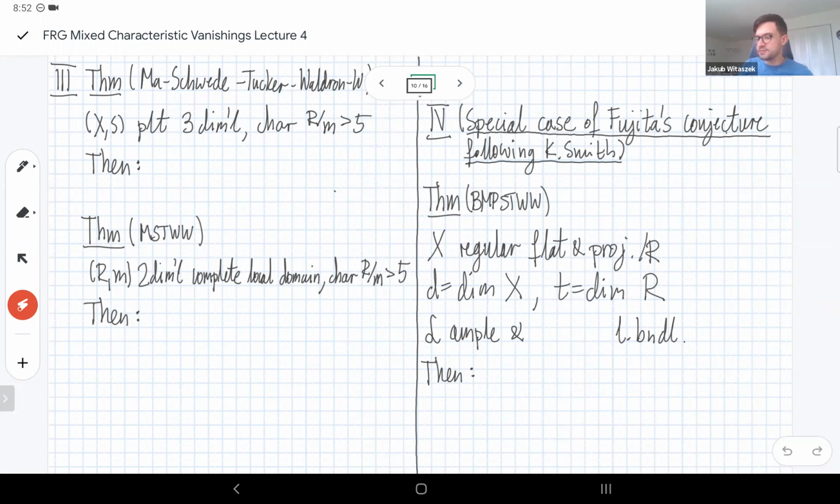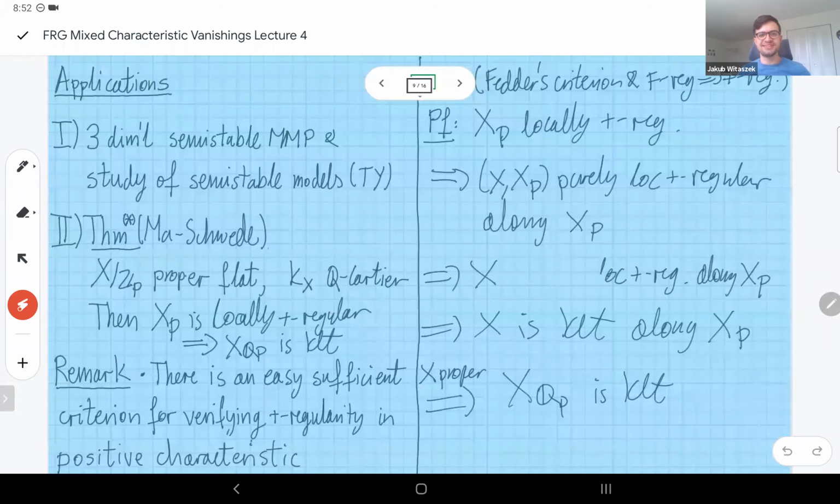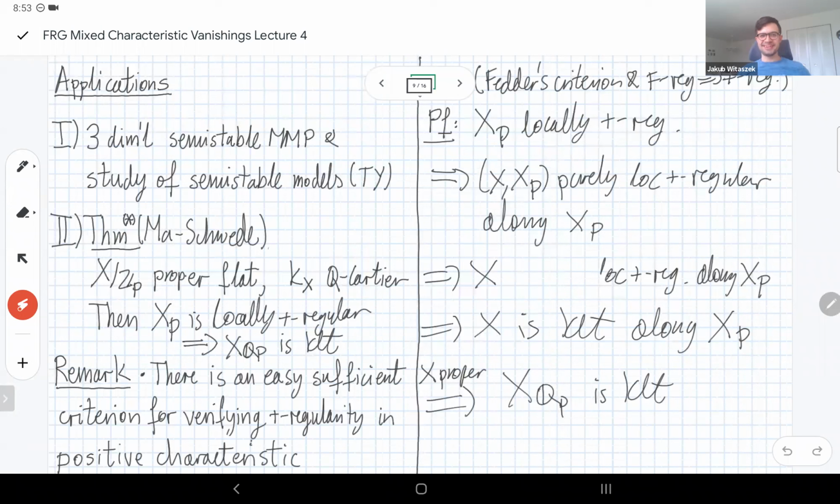So I'm going to take a PLT pair (X, S), which is 3-dimensional. Sorry, before we move on, is it worth mentioning the Sato-Takagi result too? Yes, sorry, yes. There is a generalization of that to log canonical singularities by Sato-Takagi. Thanks a lot. Sorry, kind of a much stronger statement.